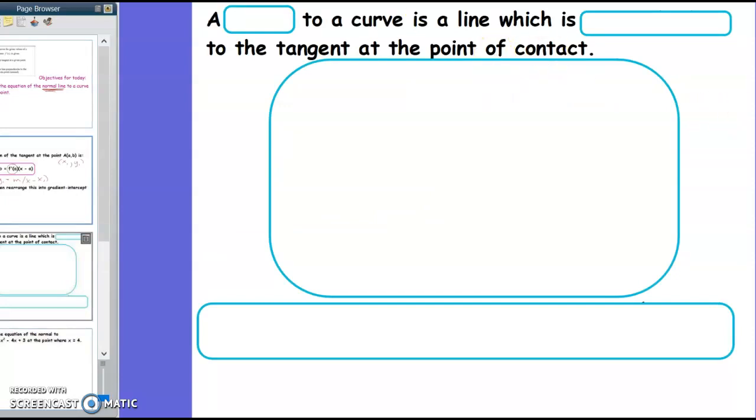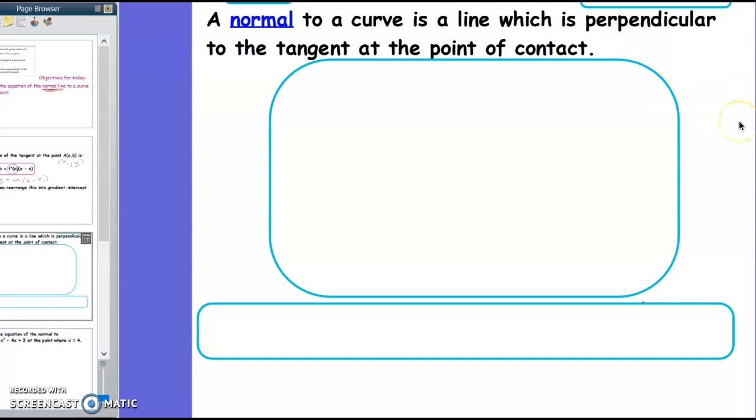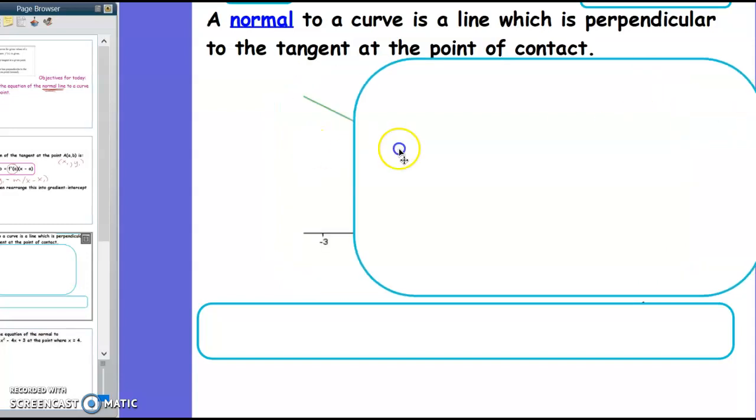Okay, so write this part down. A normal line to a curve is a line which is perpendicular to the tangent line at the point of contact. So if you need to pause the video just for a second so you can write that statement down, that is an important statement.